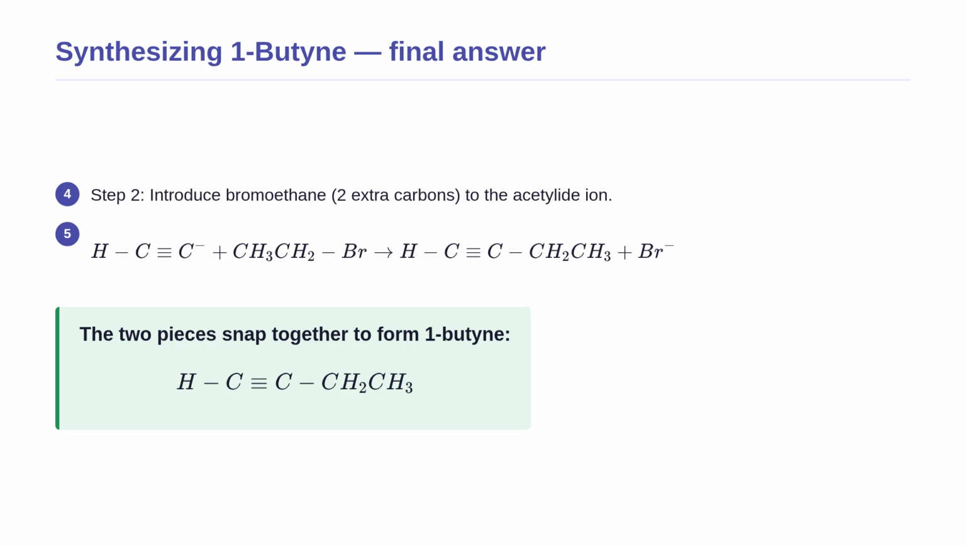Continuing with our synthesis, we now have our nucleophile ready. Next, we introduce bromoethane, which provides the exact 2 extra carbons we need to reach our target length of 4 carbons. The negatively charged acetylide attacks the carbon attached to the bromine. This collision forces the bromine atom to detach and leave entirely. The two pieces snap together, giving us a final product, 1-butyne. Physically, we have transformed a light gas, ethyne, into a heavier hydrocarbon simply by snapping carbon chains together.